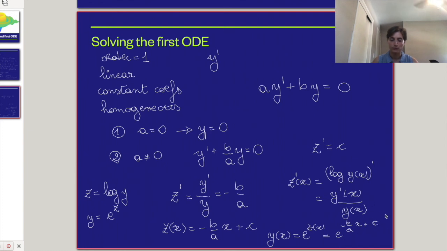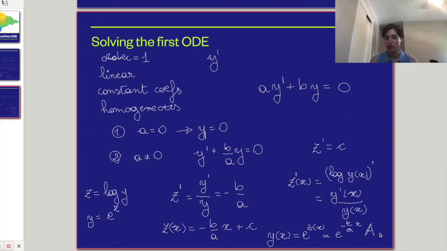Now this, well, by distributivity of the exponential, what we can also write is the exponential of minus b over a x times e to the c instead of plus c in the exponent. And c can take any value, so we can change this as a multiplication by a new constant, a constant a.